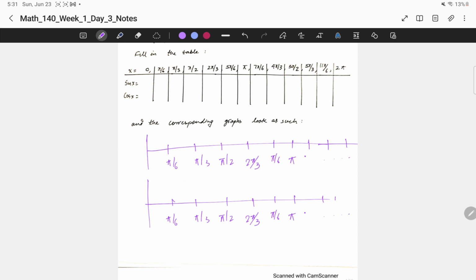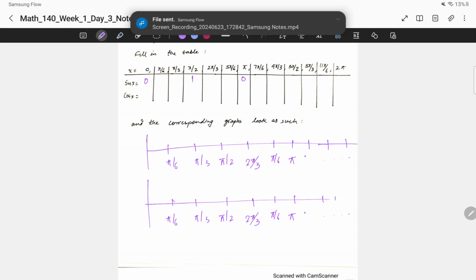Let's do the sine. We already know sine 0 is 0. We know sine 90 is 1, so that's pi over 2, right? That's 90 degrees. So pi is 180. Sine of pi, which is 180, is going to be 0. And sine of 2 pi is also going to be 0 because that is 360 degrees.